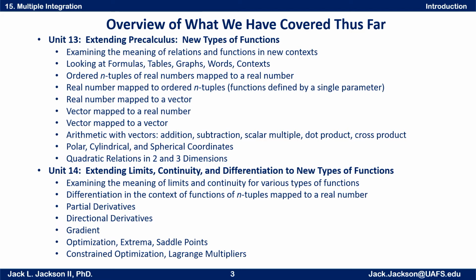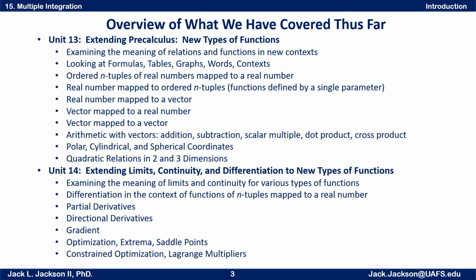So what kinds of new functions did we look at? Well, we looked at the ordered n-tuples of real numbers, like ordered pairs or ordered triples, mapped to a real number. In fact, that's going to be the main thing that we're going to be looking at in this unit, those kinds of functions. We also had real numbers mapped to ordered n-tuples. For example, parametric equations did that to us. Real number mapped to a vector, vector mapped to real number, and vector mapped to vector. So different kinds of functions dealing with vectors.